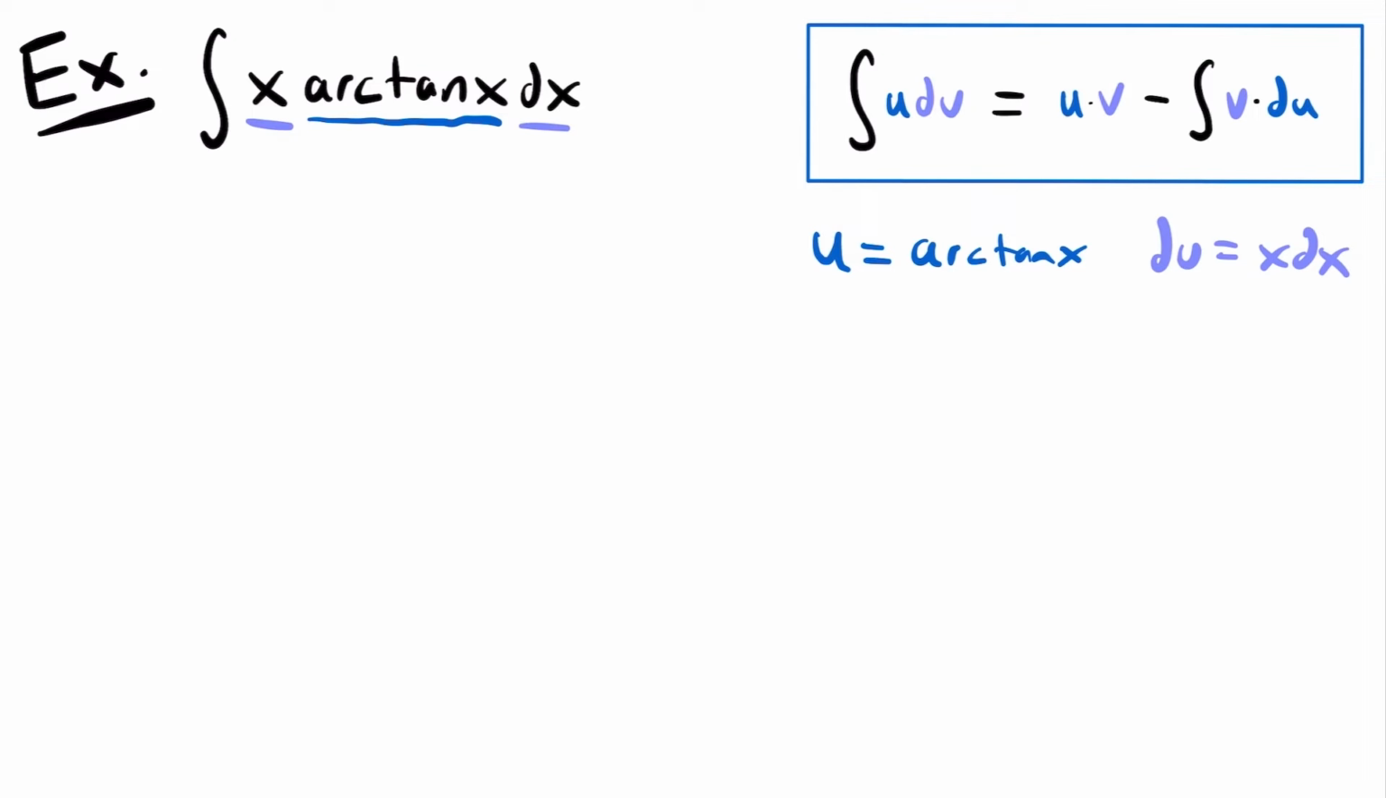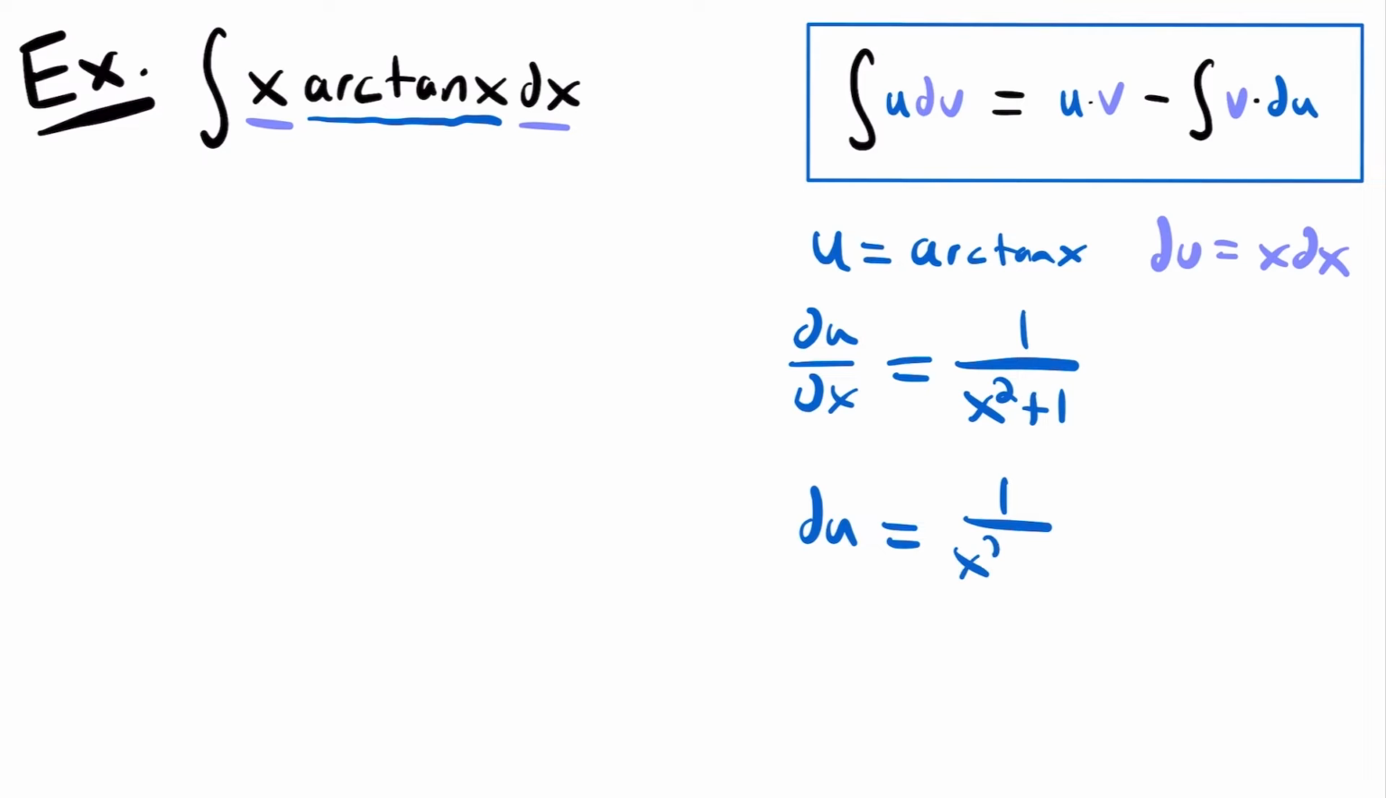Okay, so if we take the derivative of u, du dx is equal to the derivative of arctangent, which, like I said earlier, is 1 divided by x squared plus 1. And then if we multiply both sides by dx, we'll have that du is equal to 1 divided by x squared plus 1 times dx. And now we'll integrate dv. The integral of dv will be equal to the integral of x dx. And so then we'll have that v is equal to the integral of x, which, if we use the power rule of integration, we'll add 1 to the exponent and then divide by that new exponent, and so we'll have x squared divided by 2.